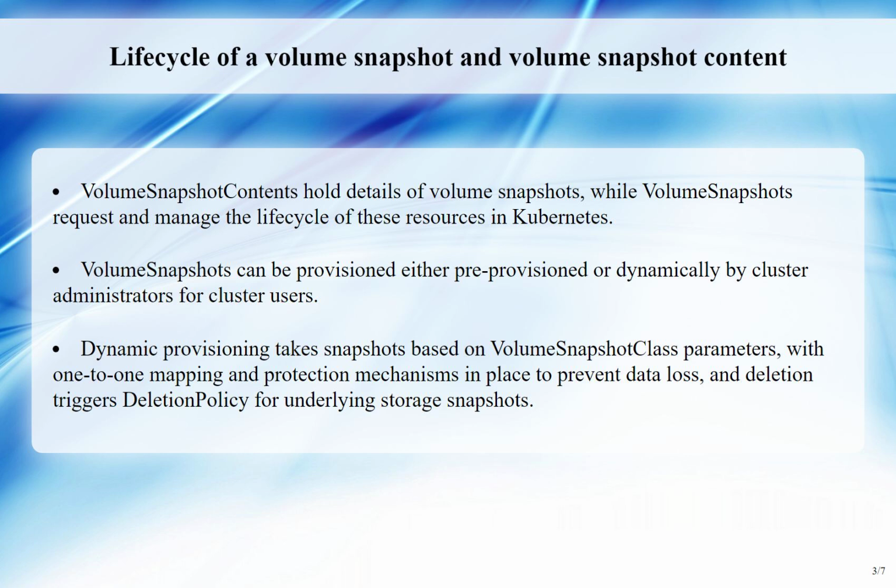ensuring a one-to-one mapping. Protection mechanisms are in place to prevent data loss when taking snapshots from in-use persistent volume claim objects. Deletion of volume snapshots triggers the deletion policy, either deleting the underlying storage snapshot along with the volume snapshot content object or retaining both.